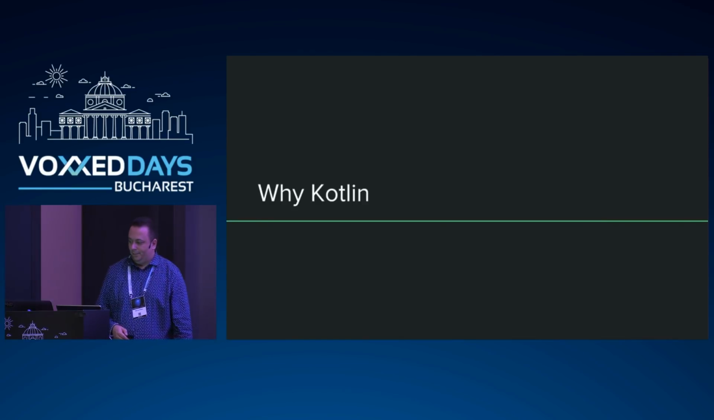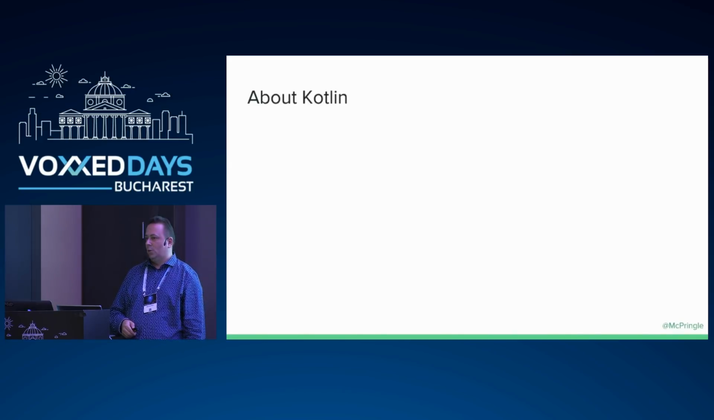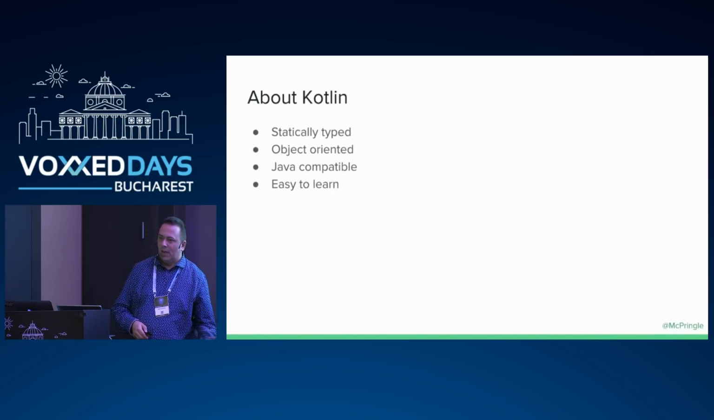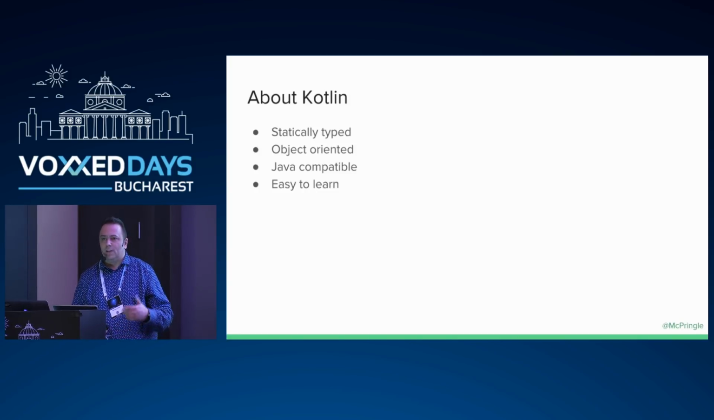Okay, why Kotlin? In my opinion, Kotlin is a very pragmatic language. It's statically typed, it's object-oriented, it's compatible with Java. You can use any Java library available. And if you know Java, it's very easy to learn. There are only a few differences. Using or writing Kotlin feels natural after a few days.